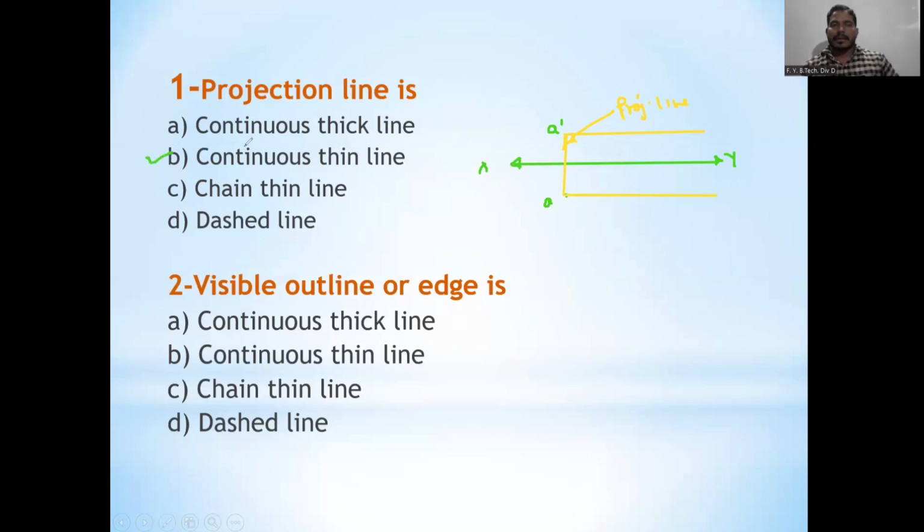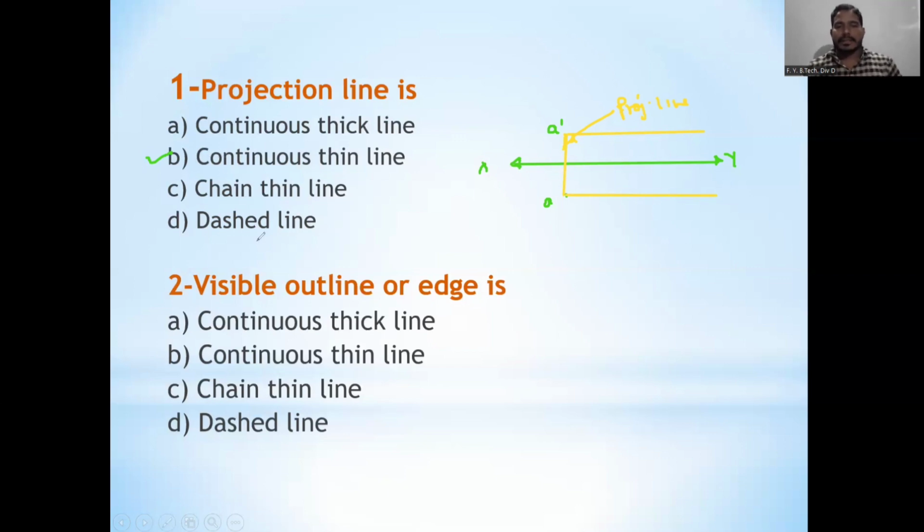Here are the different options. Continuous thick line is not possible because we use it for the visible outline of the edge. Chain thin line is not possible because we use the chain line for the axis. Dashed line is not possible because for showing hidden content we use the dashed line. That's why option B, the continuous thin line, will be correct.